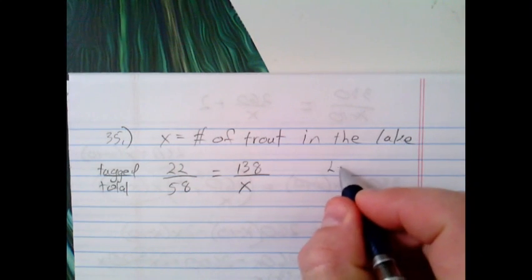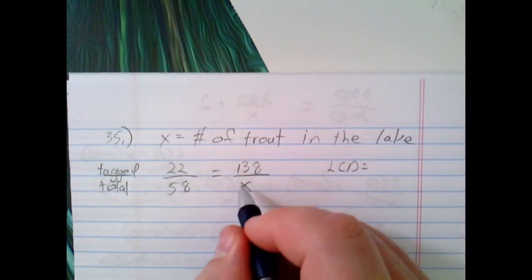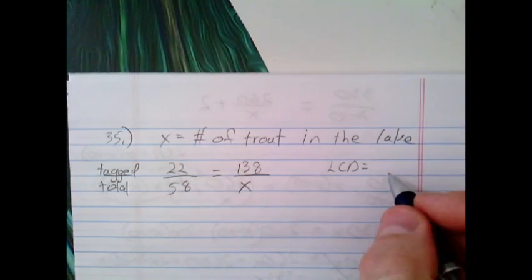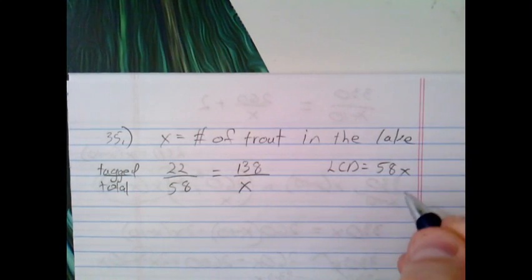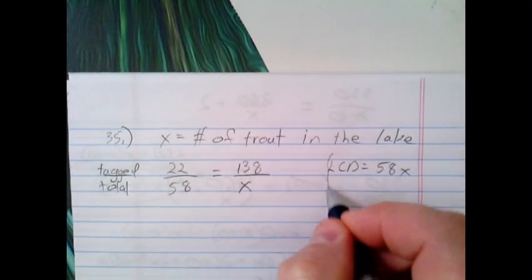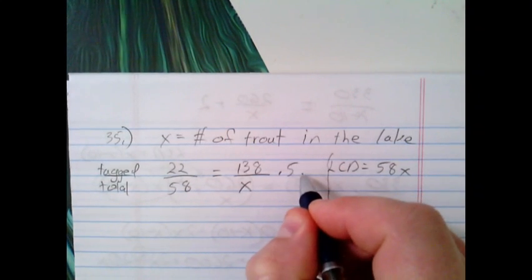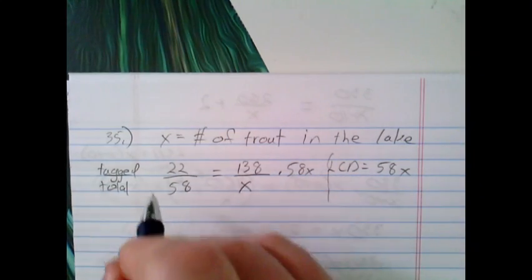So here, the lowest common denominator, since I have 2 denominators and they're different, is just their product. So we're going to multiply both sides by 58x.